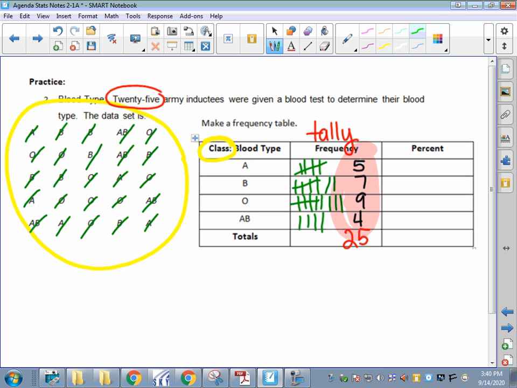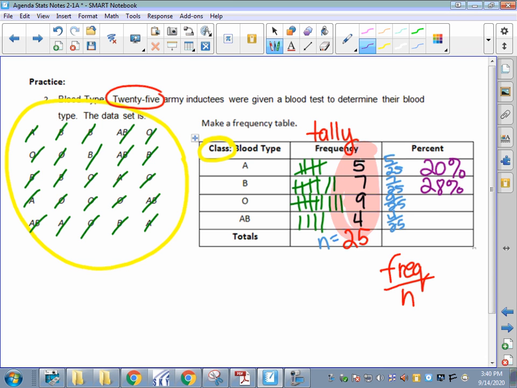So then percent is frequency over n. We just said that n was 25, right? That's the sample size. We had 25 Army inductees. So we're going to do 5 over 25, 7 over 25, frequency over n, frequency over n. When I do all that math, I'll go to a calculator. I'm going to round to the nearest whole percentage, I guess. So 5 divided by 25, I believe that's a 0.2. Multiply by 100, I get 20%. Double check my math.